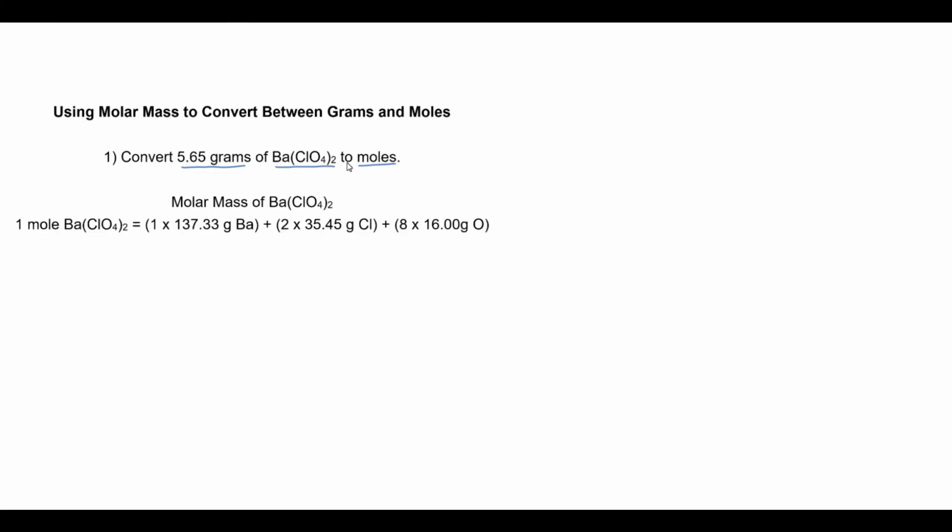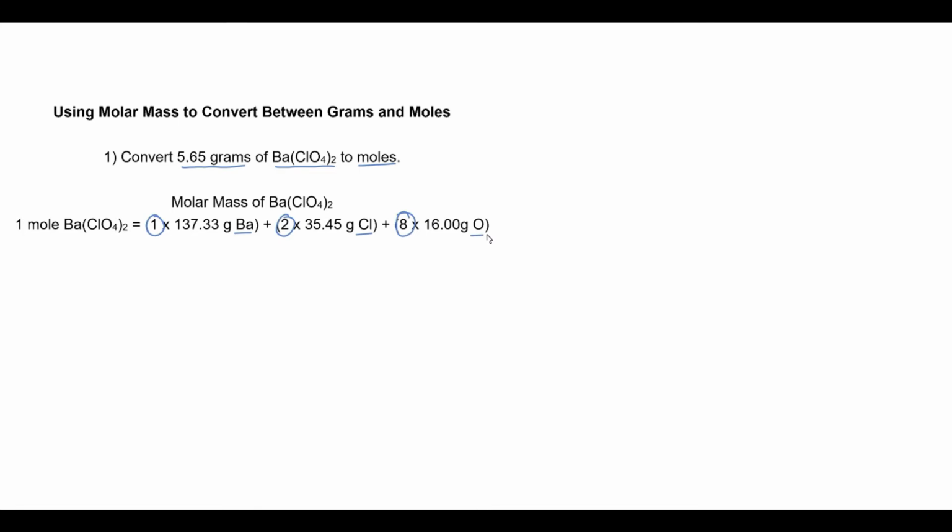The first thing I notice is that I am given grams. I need to go to moles, therefore I need the molar mass of barium perchlorate. And the great thing is they gave us the molecular formula. So to calculate the molar mass, we are going to count up atoms. I have 1 atom of barium, I have 2 atoms of chlorine, and I have 8 atoms of oxygen.